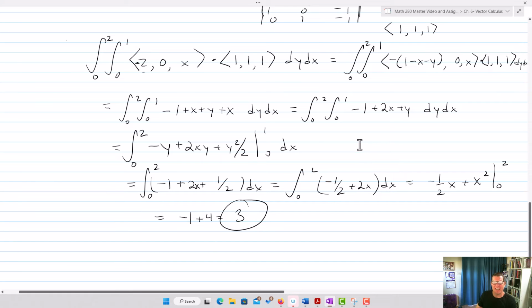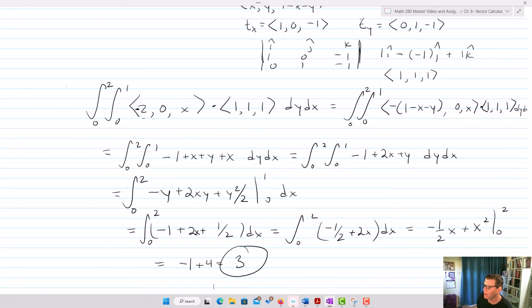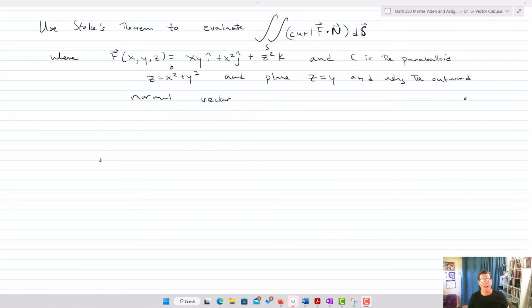So essentially that's one of the things that we take a look at. If actually finding the curl gives you a much cleaner integral to work with, you probably want to consider using Stokes. All right, so let's take a look at another example.